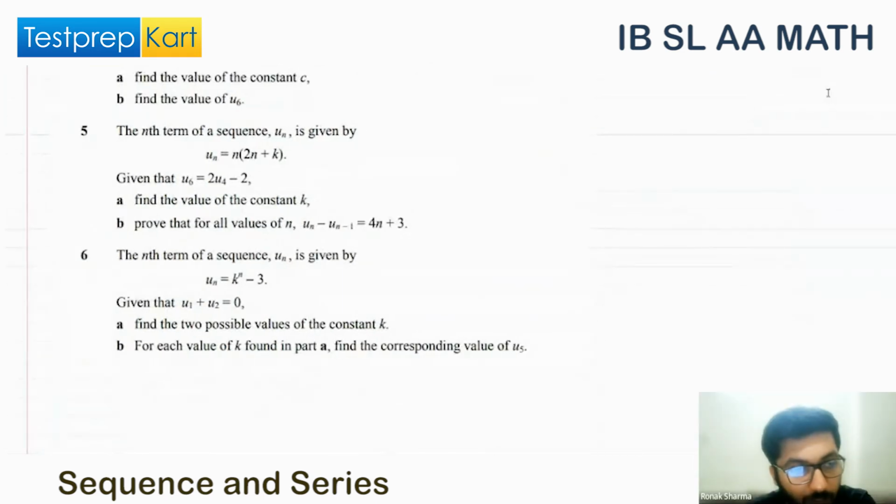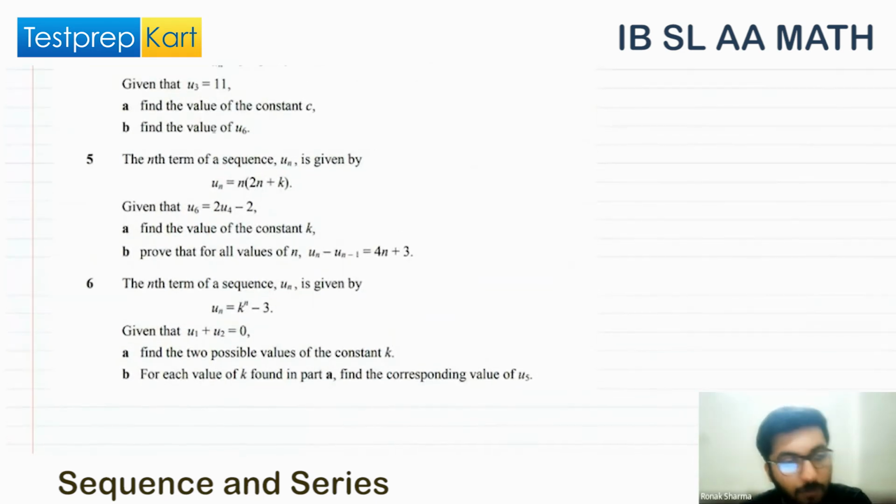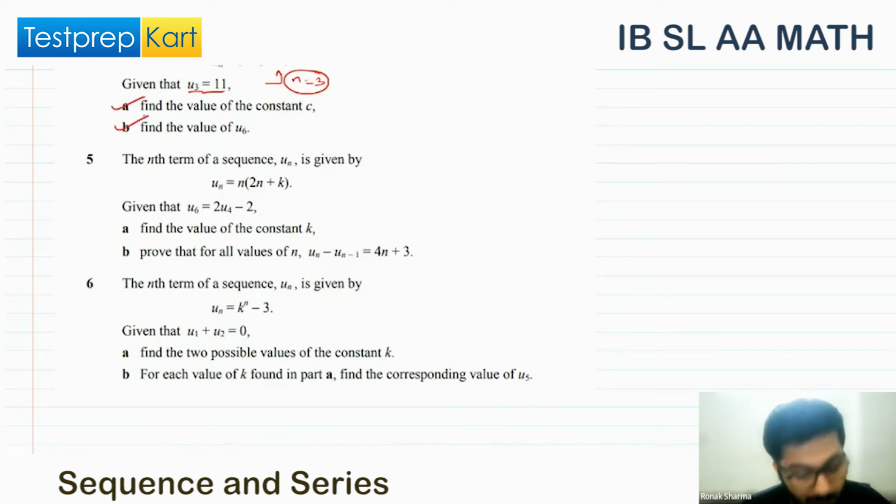Now I'm giving you three questions. I hope the questions seem easy to you. What you need to do for the fourth question: they've given us u3 equals 11. So should we put n equal to 3 here and put u3 equals 11, and we can calculate the value of c? Then they're asking the value of u6. Similar questions are 5 and 6.